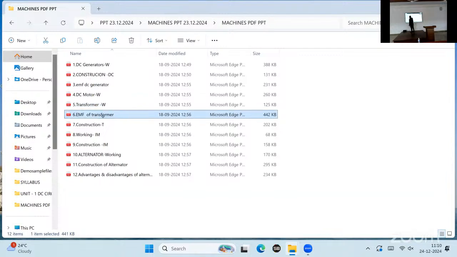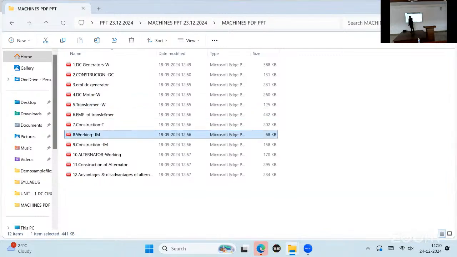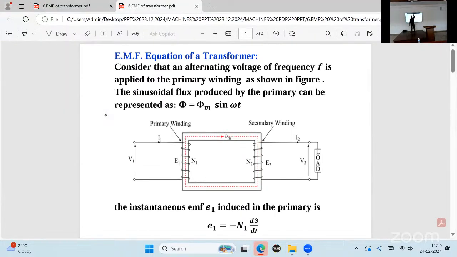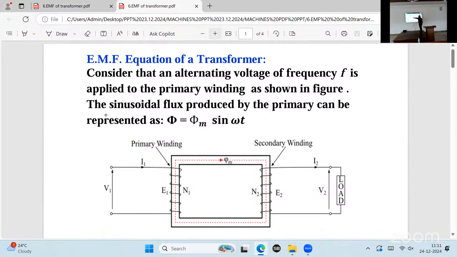EMF equation of a transformer. First, we should have an equation, the flux equation. This is called a flux equation: phi is equal to phi m sin omega t. Draw this diagram to get a 5 marks question or 7 marks question. You have to remember this equation.